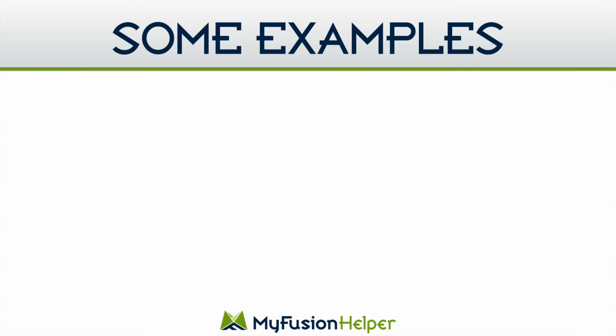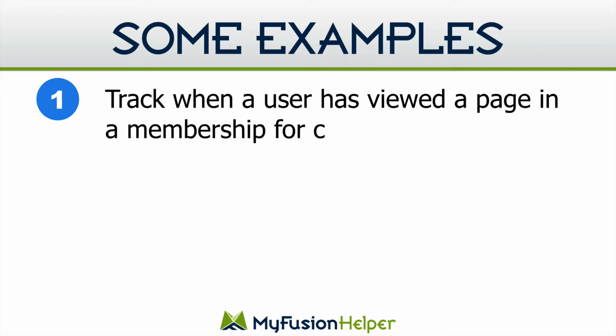All right, so we saw how to actually set it up, a two-step process of just defining what tag or API goal we want to apply, and then grabbing the code for your membership site. And the third part of it I didn't show you, obviously, is to paste that into the proper code inside your appropriate membership site. But now let's talk about some of the examples of what you might want to do with this. So one thing is you may want to track when a user has viewed a page in a membership for compliance reasons.